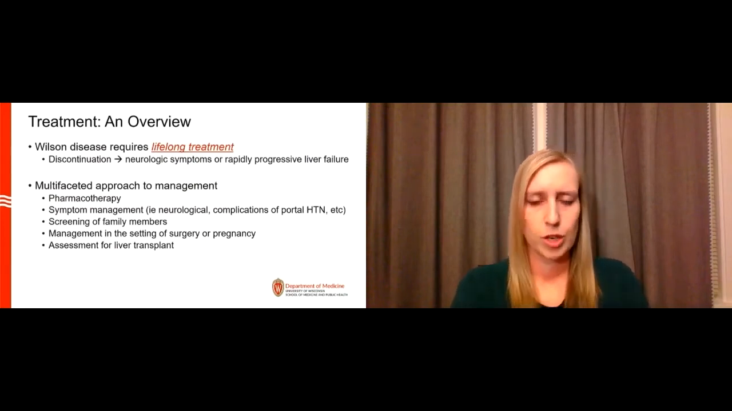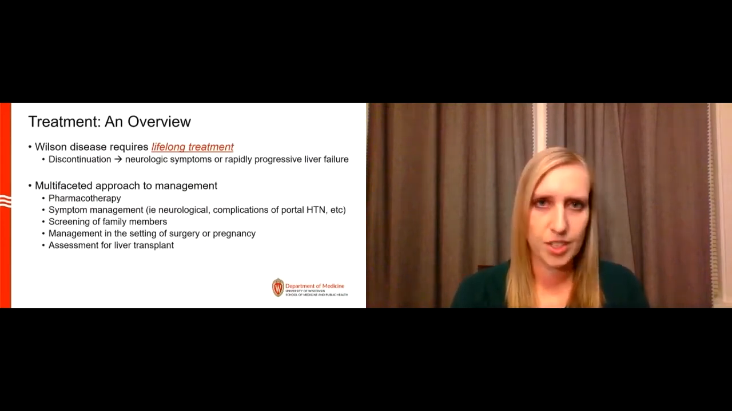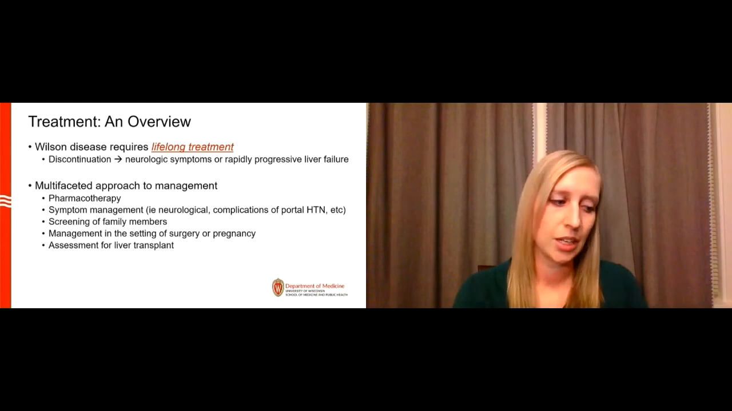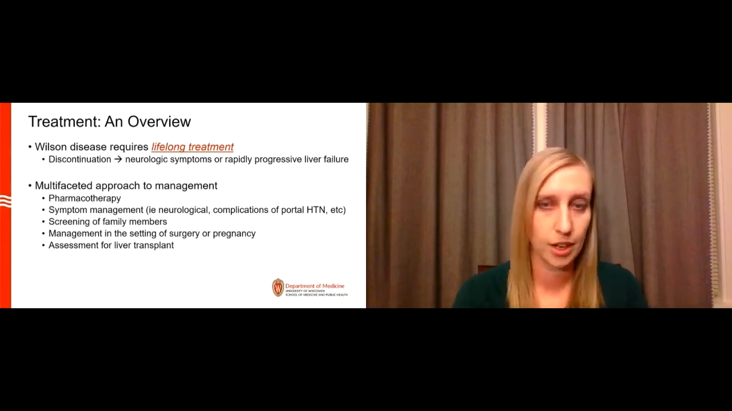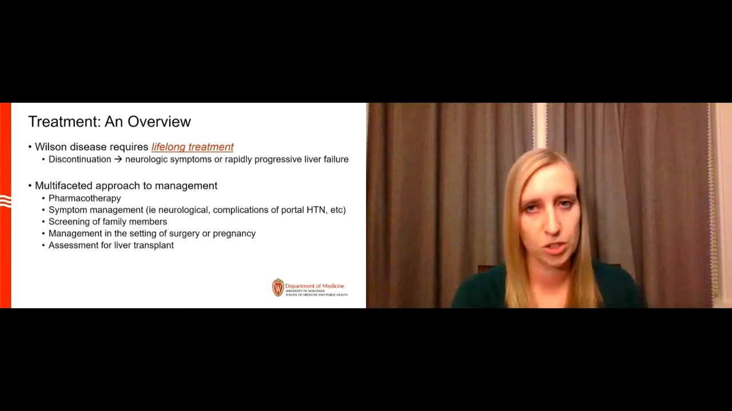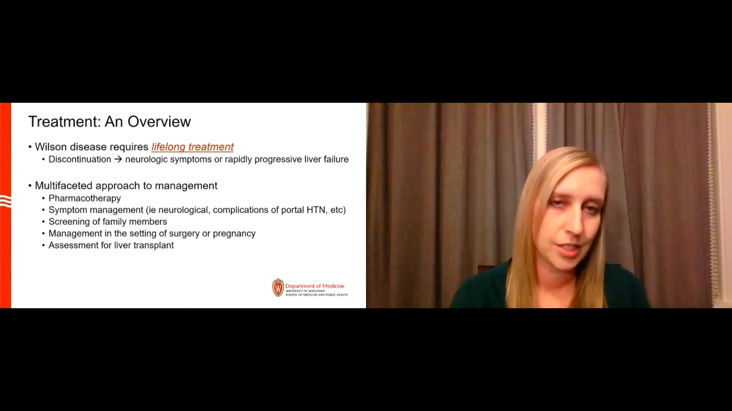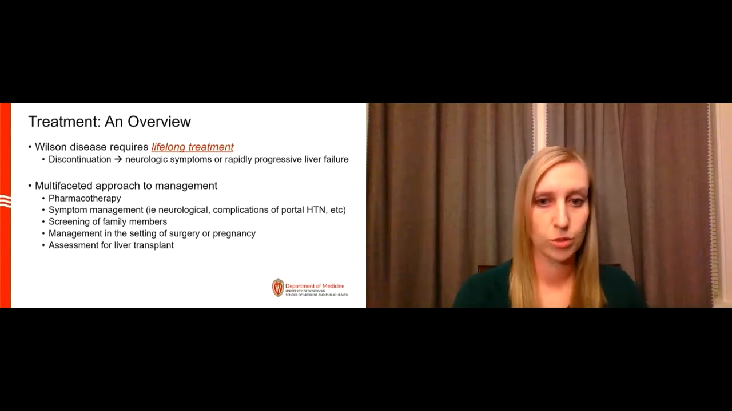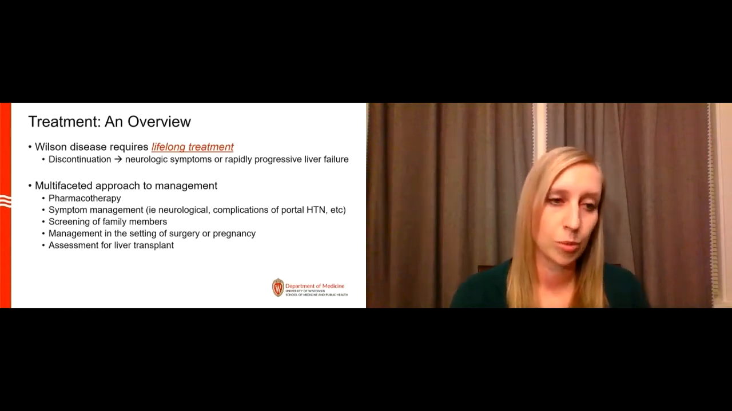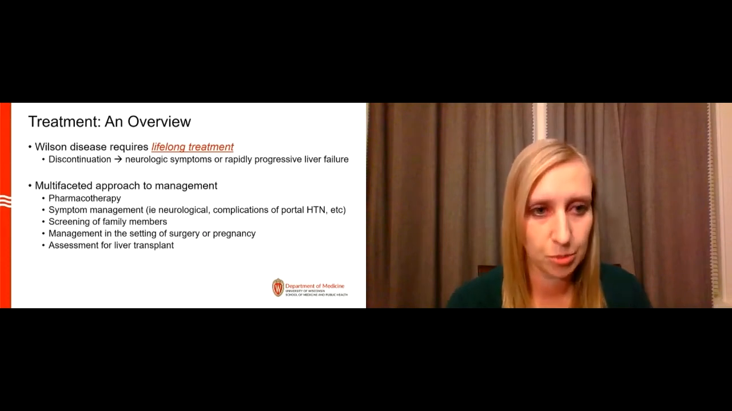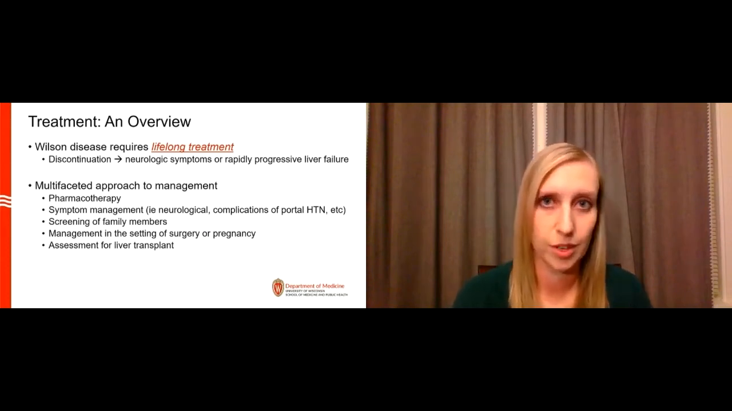So as an overview of treatment for Wilson disease, one of the take-home points here is that Wilson disease requires lifelong treatment unless somebody has a liver transplant. A liver transplant essentially corrects the defect, and so patients no longer require therapy, but in the absence of that, it's very important that patients are on lifelong treatment. Discontinuation of therapy in a patient with Wilson's disease can result in progressive neurologic symptoms or rapidly progressive liver failure.